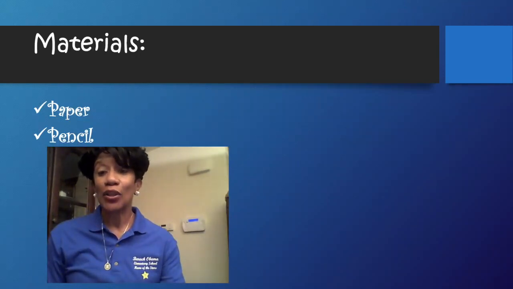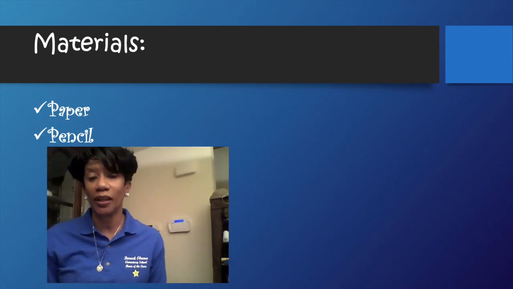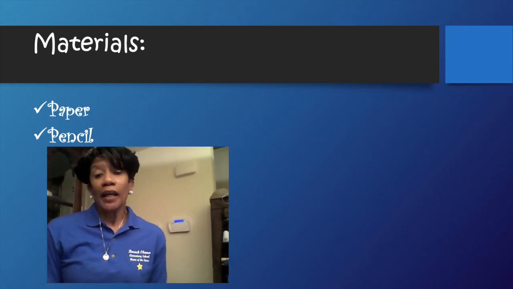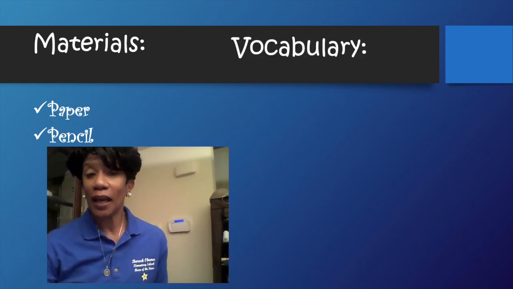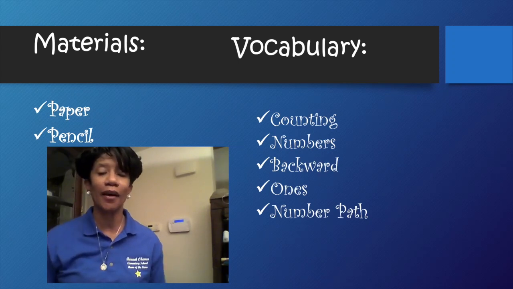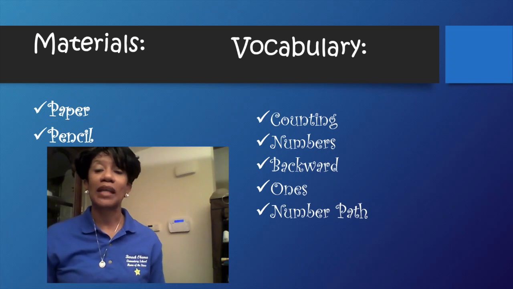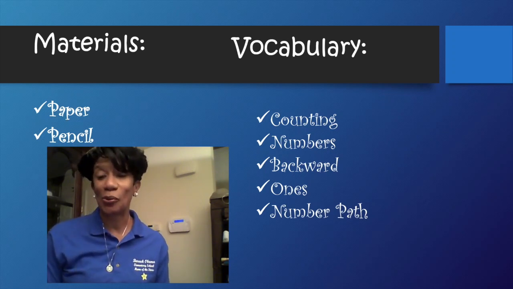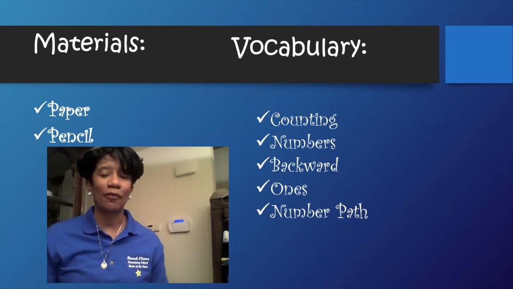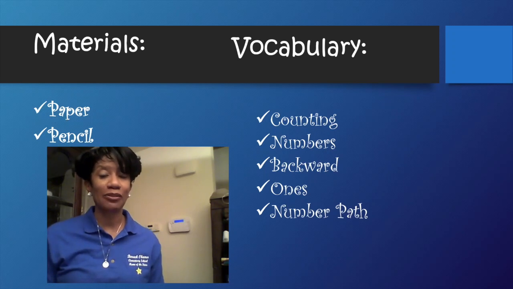So for today, you might need paper and pencil just to write a few things down while we're doing our counting. And then you will need to know the vocabulary that we're going to talk about. The vocabulary that we're going to be using today is counting, numbers, backward, ones, and number path. And number path is something new. Number path is what we're going to use to help us count backward orally. So that's where you might need your pencil and paper if you want to draw your own number path while we're doing it. You'll be able to see the one I'm using on the screen, but you may want to write one at home so that you'll have it to follow along.